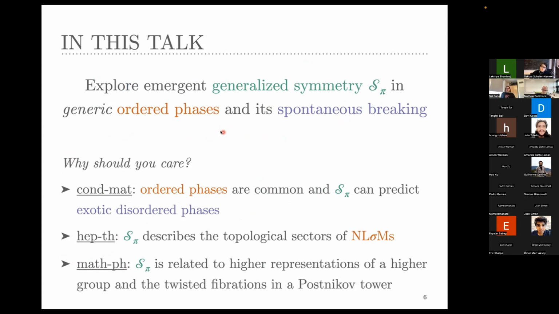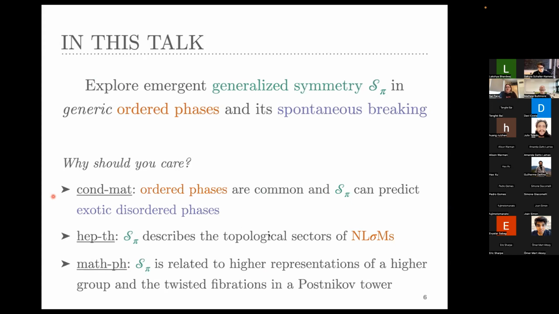So why should you care? Well, that kind of depends on your background. So, I'm a condensed matter person. So the reason I care is that ordered phases are very common. If you look around in your room, probably every single phase that you see in front of you is in an ordered phase. So here we're seeing generalized symmetries emerge in very common places.